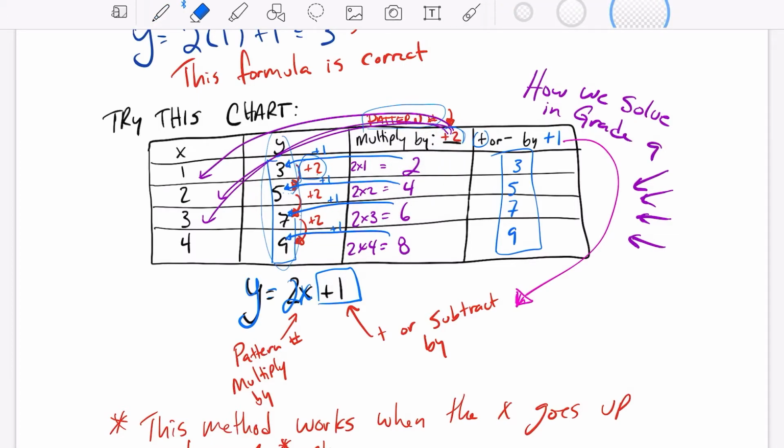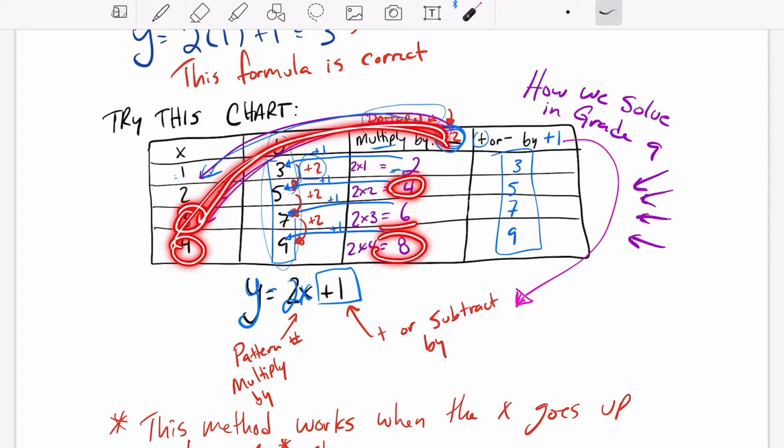Then I have to multiply this multiplier number, that's why it says multiply, by all these numbers in here. So 2 times 1 was 2, 2 times 2 was 4, 2 times 3 was 6, 2 times 4 was 8. And so that's how I got this particular part of the table, the multiplied by number.